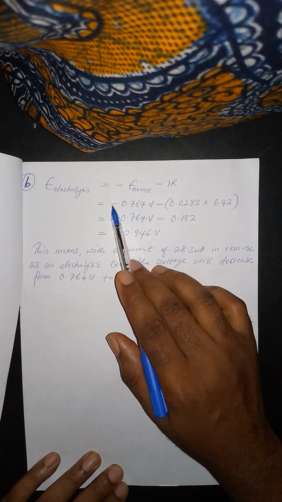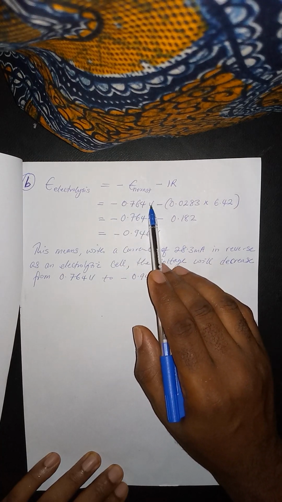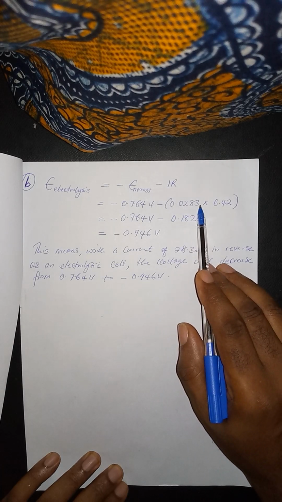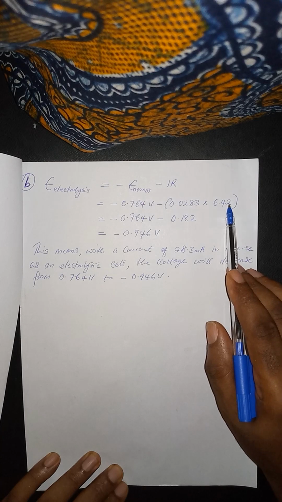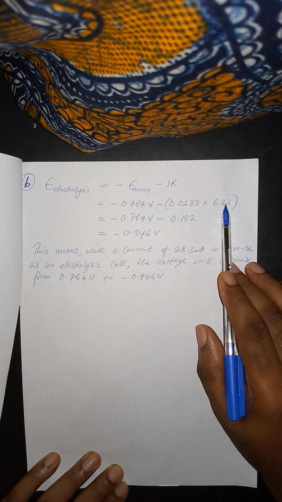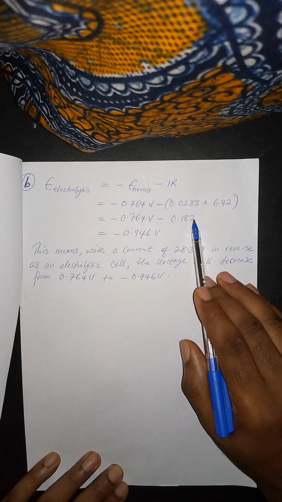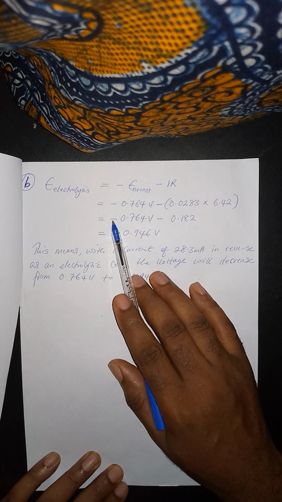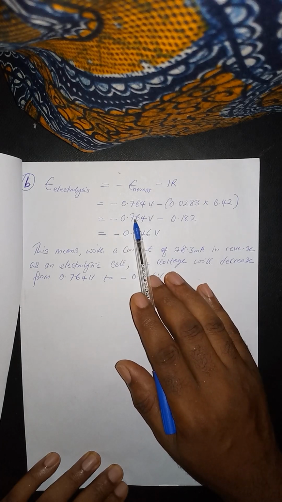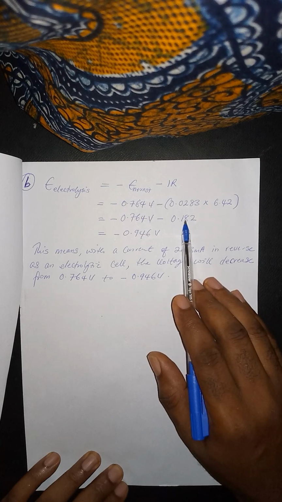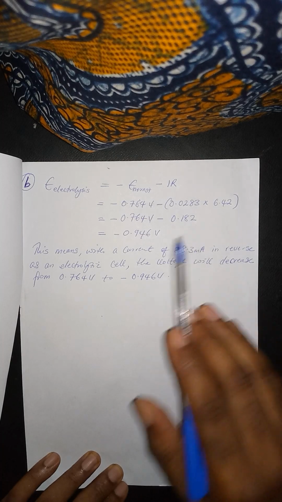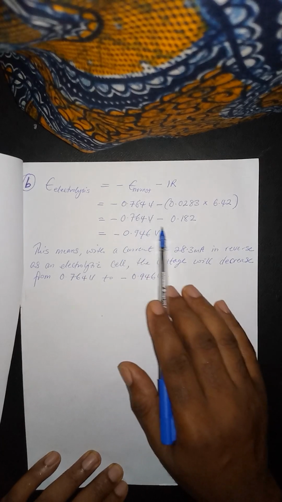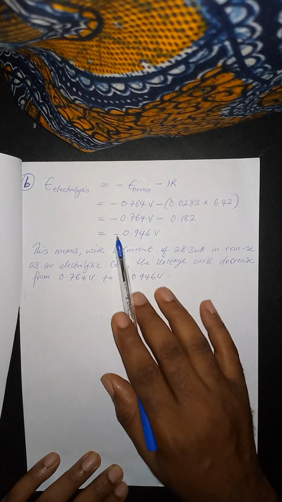So we now have minus 0.764 volts minus the current, which is 0.0283, times resistance, which is 6.42. You multiply the current and the resistance, and you now have 0.182, which you subtract from the potential, which will now be minus 0.764 minus 0.182, which gives you minus 0.946 volts. This is the potential of the electrolytic cell.